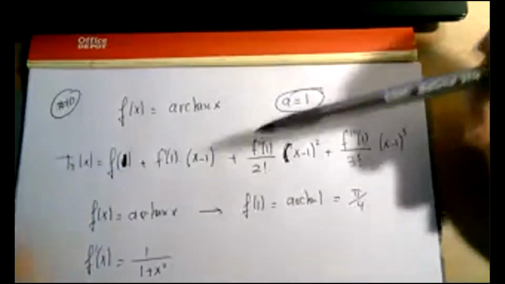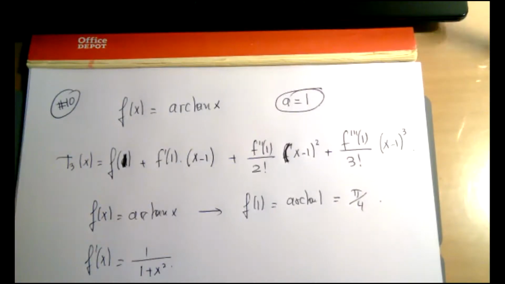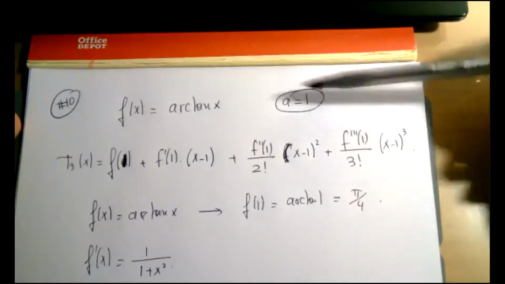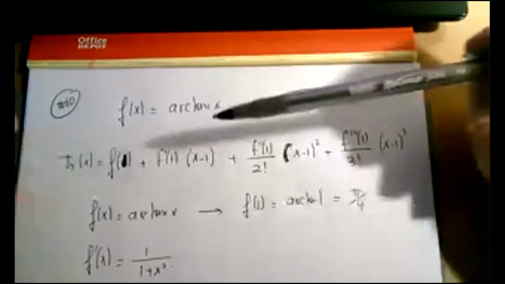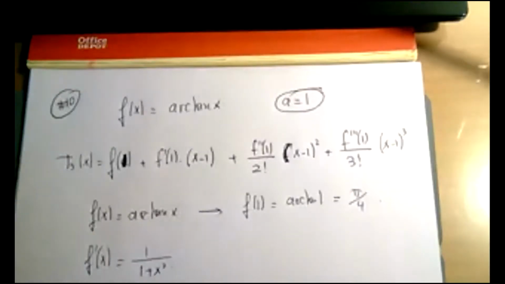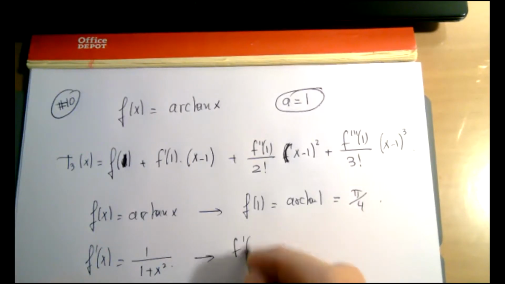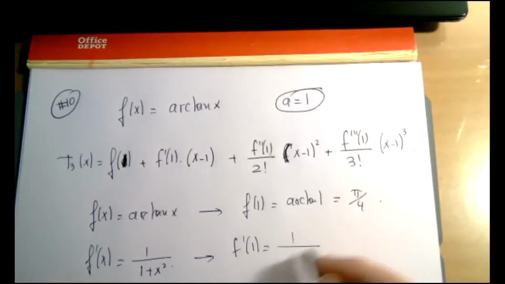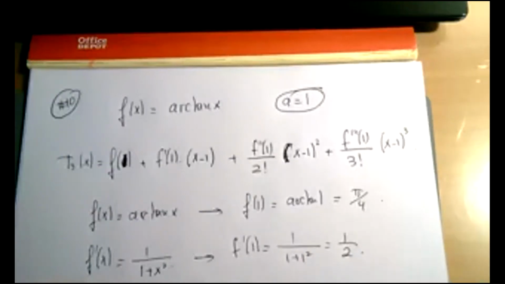In this problem, I have to use the formula because I don't know the Taylor series at 1. I know the Maclaurin series at 0. At 0, I can just pick it up from the book. But at 1, I have to do all the work. So f prime at 1 is 1 over 1 plus 1 squared, which is equal to a half.